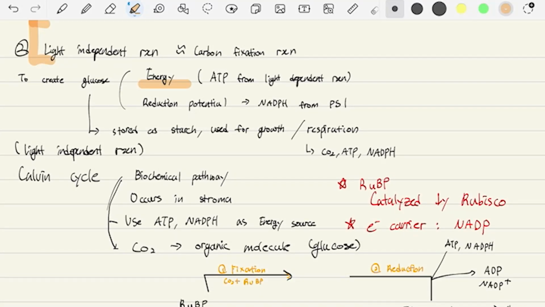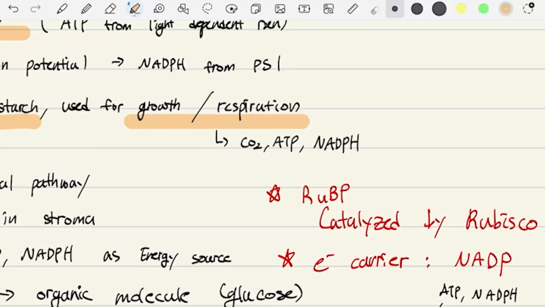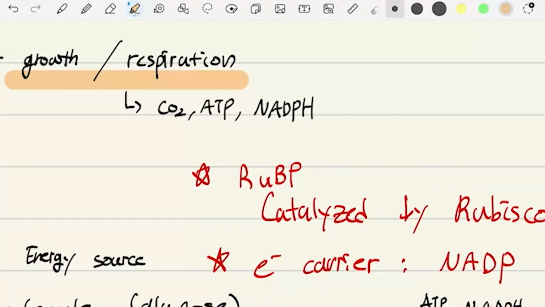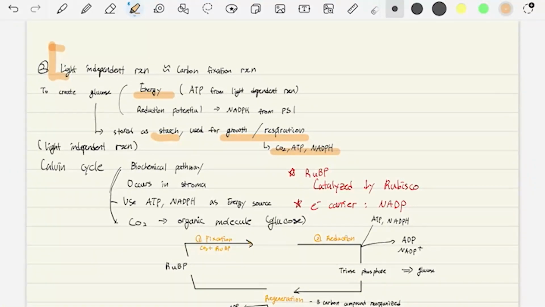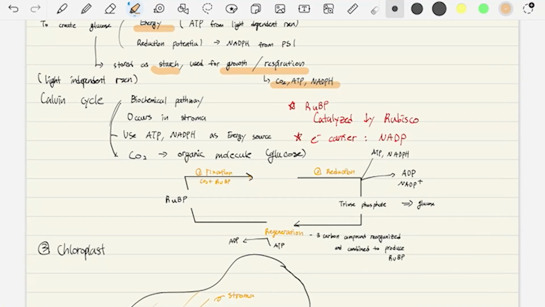This is a little bit later stuff, but the glucose will be stored as starch, and they will be used for growth and respiration. And in respiration, they will be used for carbon dioxide, ATP, and NADPH. This is also the stuff that's gonna come later.